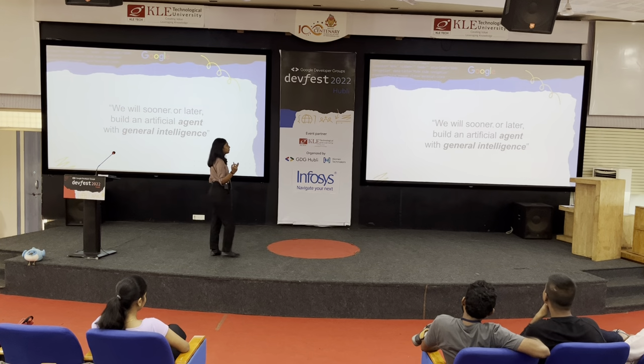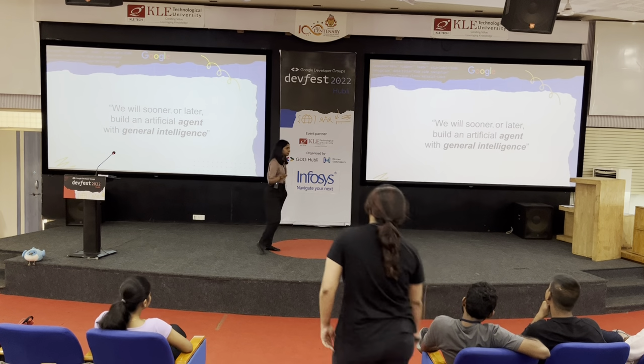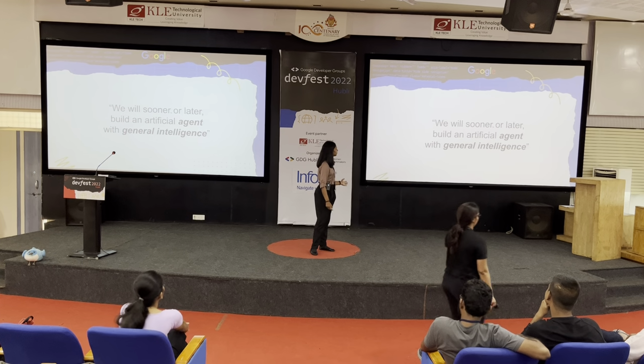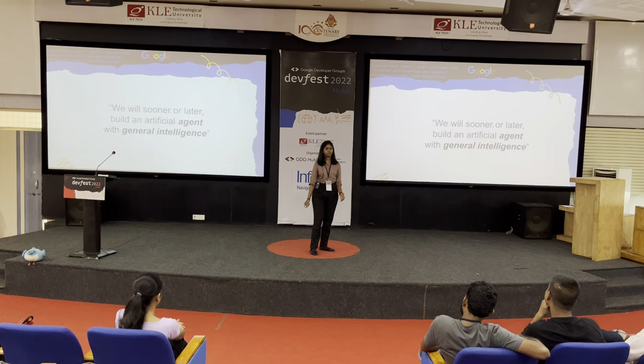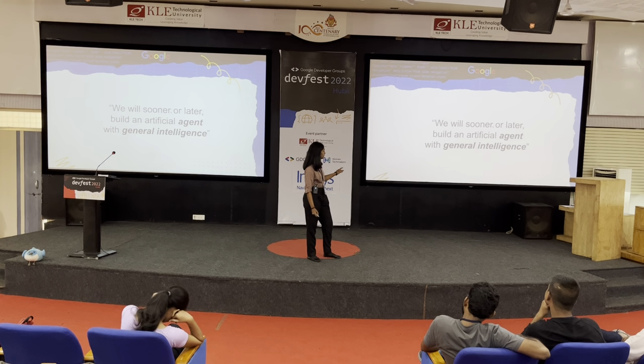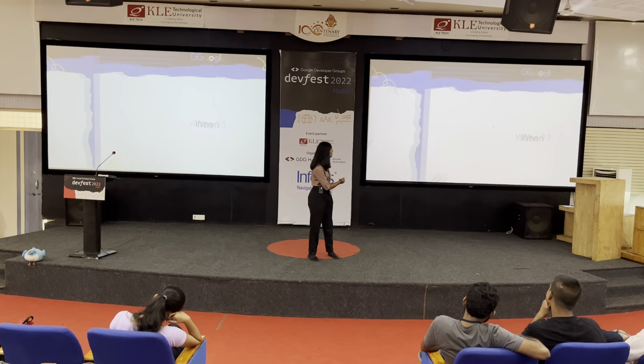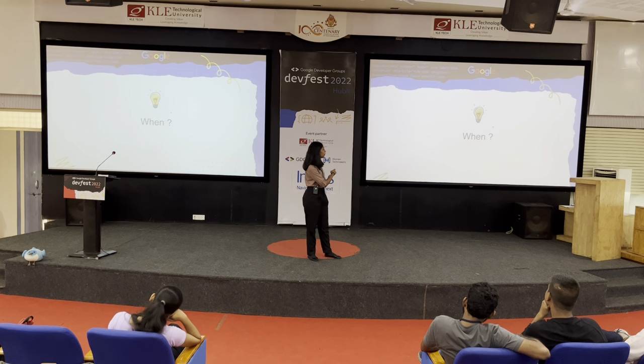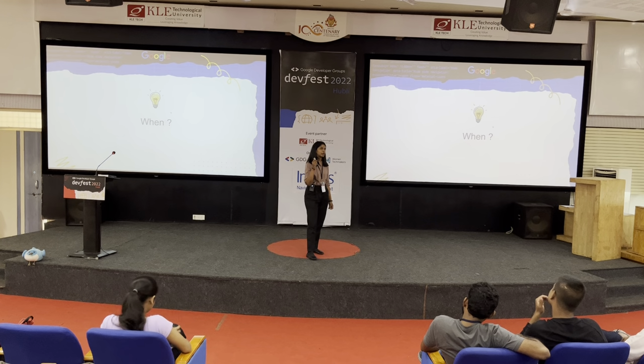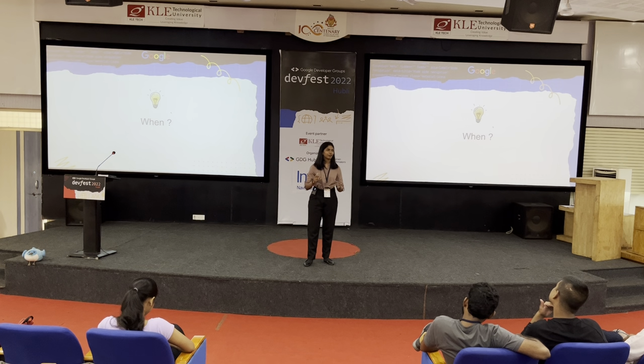Okay. So this is what I think is the main problem. We will sooner or later build an artificial agent with general intelligence. This has a lot of terms which I'll be explaining in detail. When we're saying sooner or later, there is a question again, how soon, right? When? According to you, when do you think artificial intelligence will actually gain that kind of superiority where it might be able to take us over?